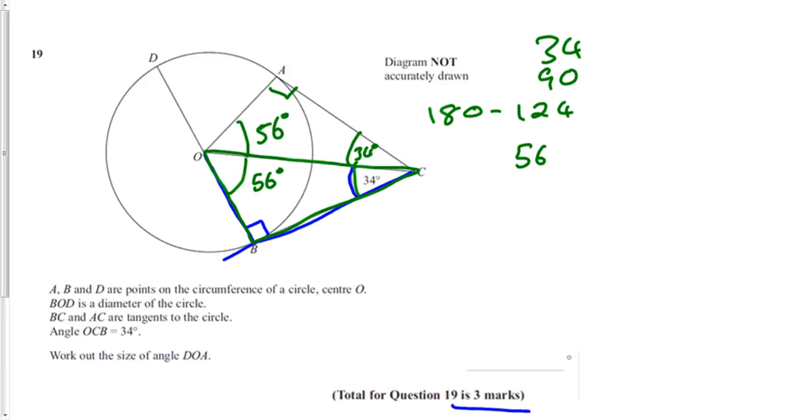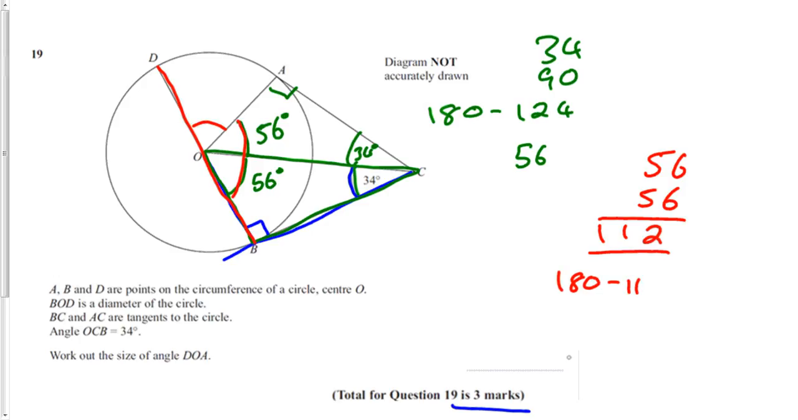Now, angles on a straight line, because we have a straight line here, we've got the diameter. Angles on a straight line add up to 180. So so far we've got 56 plus 56, which adds up to 112. So if this is 112, this must make it add up to 180. So 180 minus 112 equals 68 degrees. So angle DOA, and the reason that is DOA is because it goes from D to O to A, equals 68 degrees.